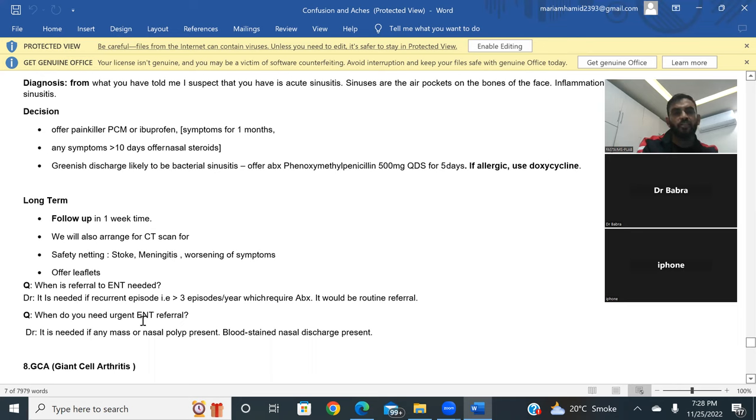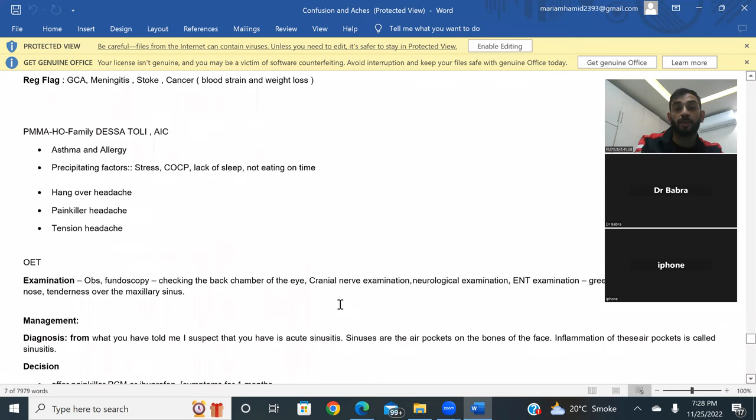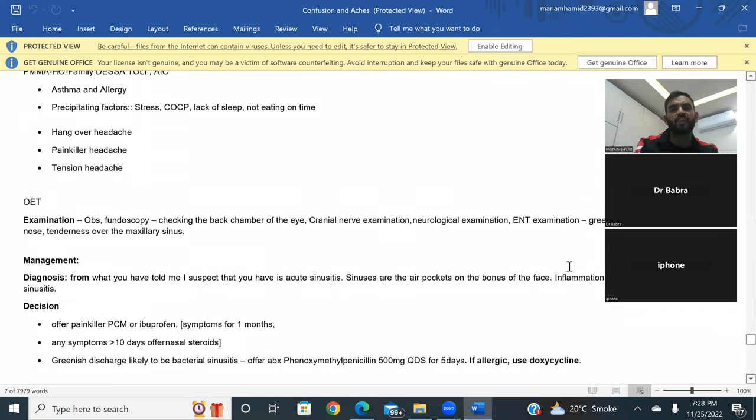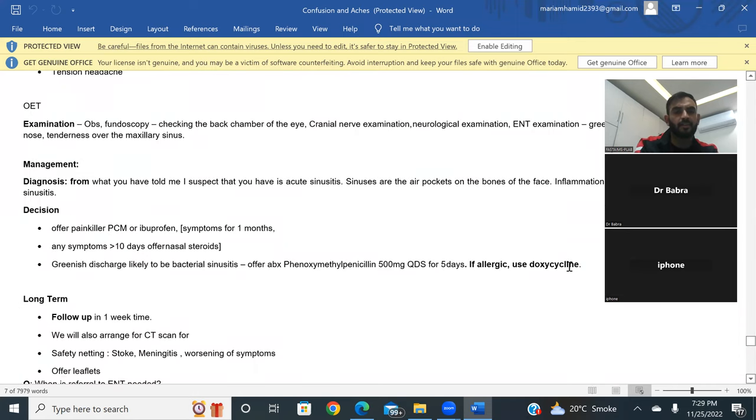This is for you to read: when is referral to ENT needed? If the recurrent episodes are more than 3 episodes in a year, it would be a routine referral to whom? ENT, because it's an ENT problem. Okay, you will be asking ENT questions. And here you will be doing more ENT examination as well. You will be doing ear, nose, throat examination as well. You will mention that, though he will not ask you to do that.